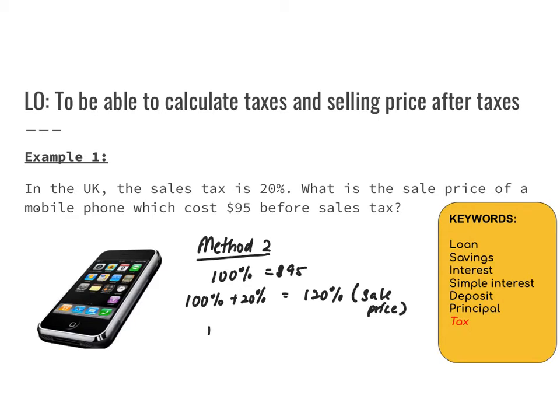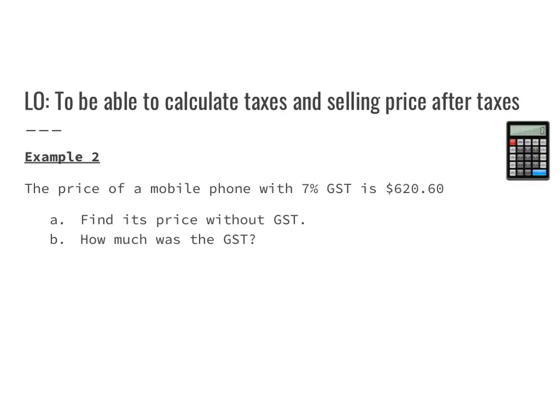So all we need to do is find out what is 120% of $95. So 120 over 100 times 95. That will be $114. You would get the same answer as we did using method 1 as well. Now, whichever method you feel comfortable with and understand, use it. Let's take a look at another example.